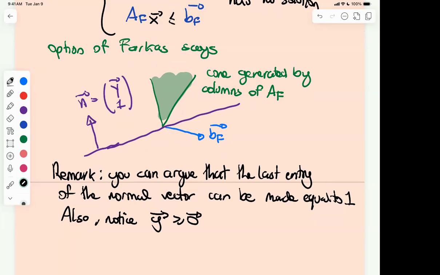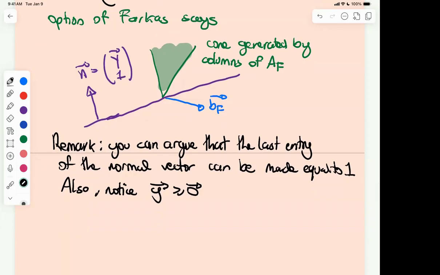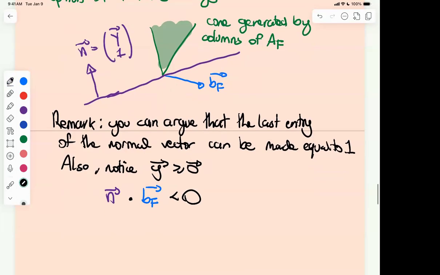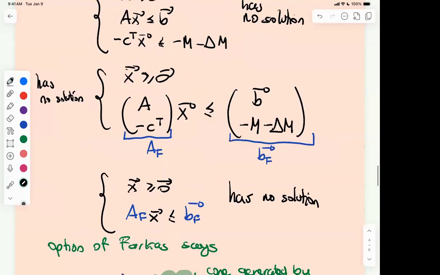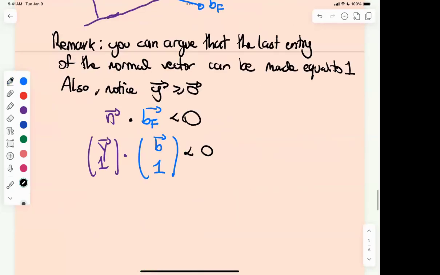Okay. And so here's the magical part. What is the separation condition? The separation condition is that the dot product between these two vectors should be negative, right? That's how we wrote the separation. So n dot bf should be negative, right? But what is n? The way I'm expressing n is as y comma 1. And what is bf? bf was the vector b with an extra entry. So they should be less than 0. Or sorry, I put minus m minus delta m. Oops, the 1 is in the other one. So it's b, and then bf was this.